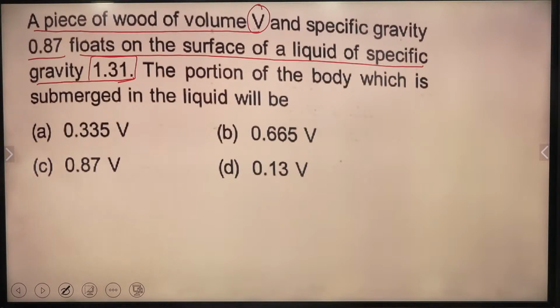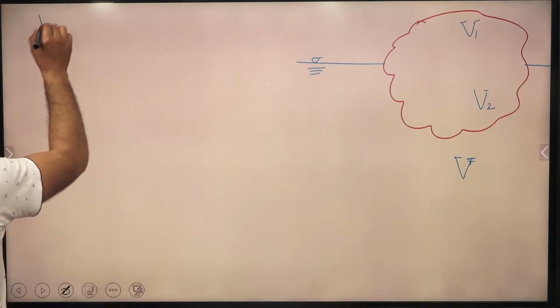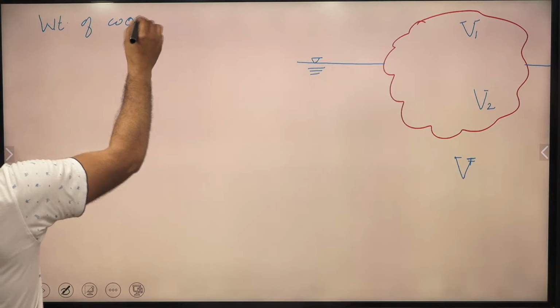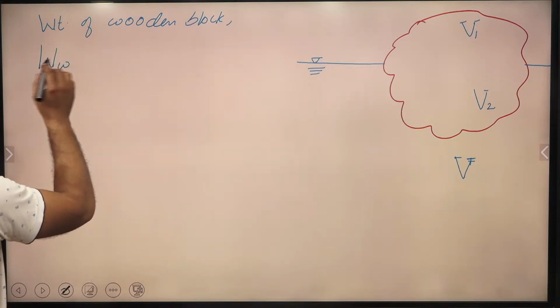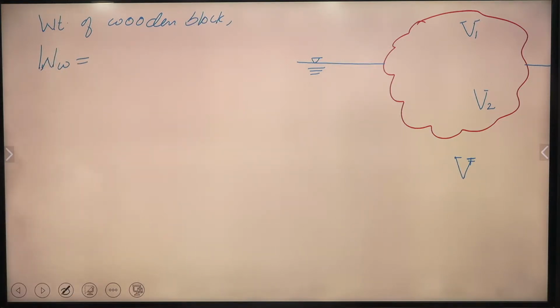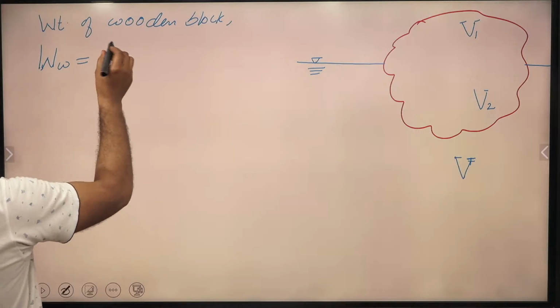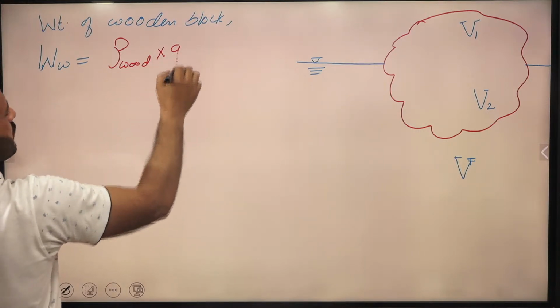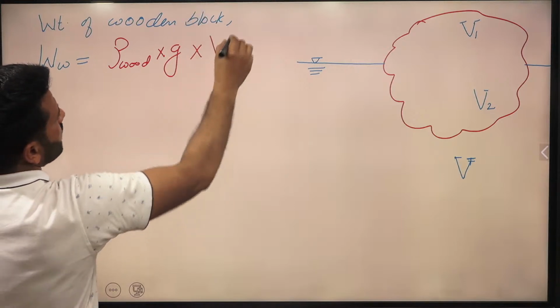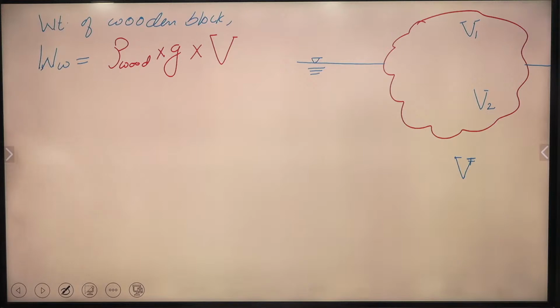Have a look at the question again. The specific gravity of the wooden block is 0.87 and it floats on the surface of the liquid having specific gravity 1.31. If we write the weight of the wooden block, let it be capital W with subscript w. Weight is density into volume, so it is the density of the wood into acceleration due to gravity into the volume of the wood. You know this very well.